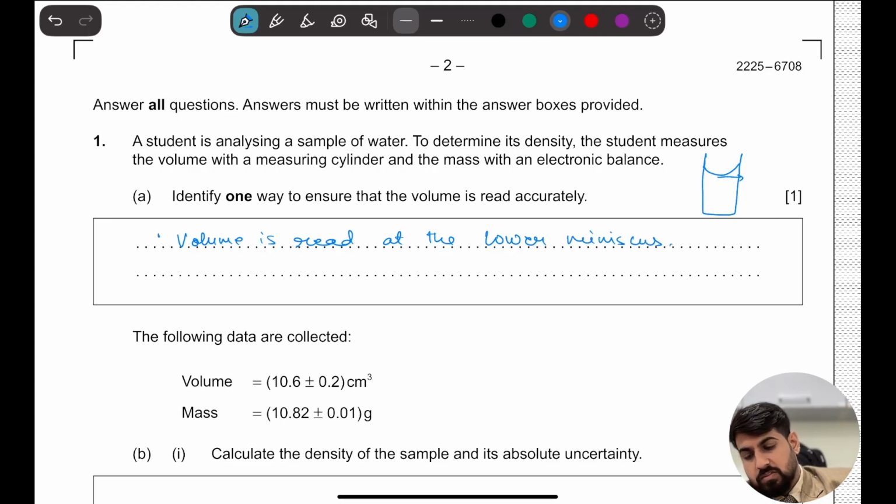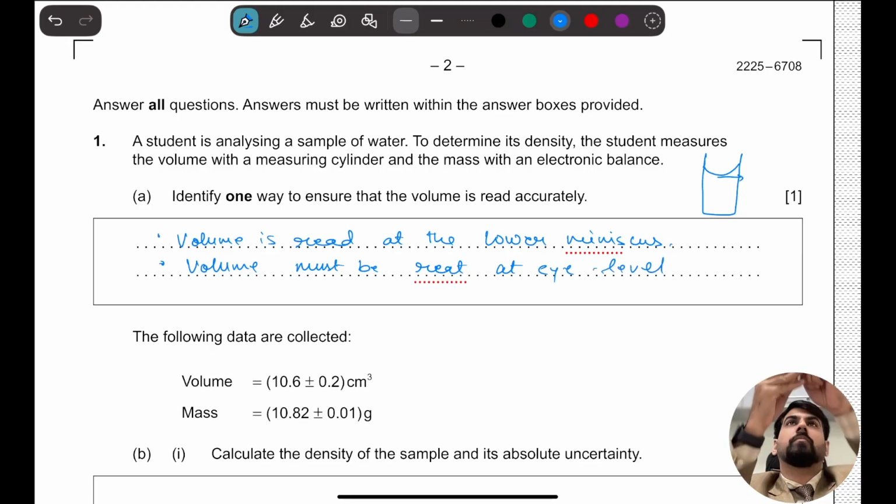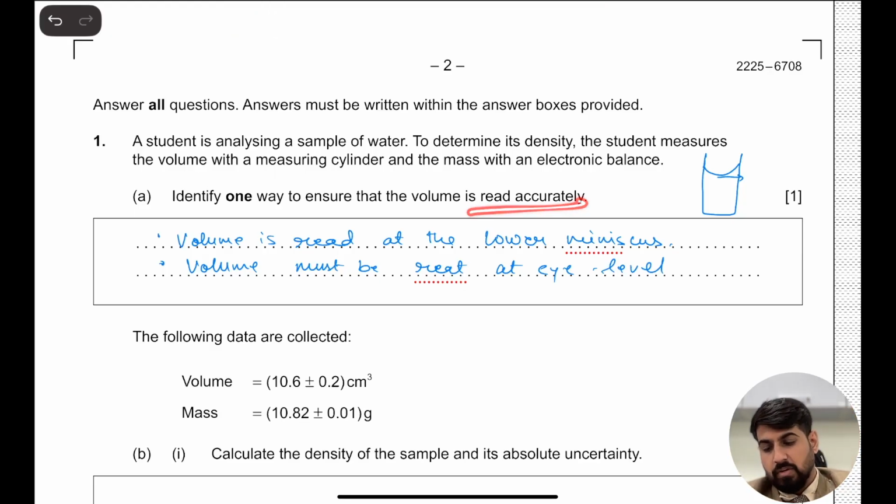Or you can also say the volume must be read at eye level, so that if you look from another angle, so if I look from above, I will take a different reading. If I look from below, I will take a different reading. So it should be at the eye level in order to have the correct reading. Okay, so any one you can write, it is just for 1 mark.